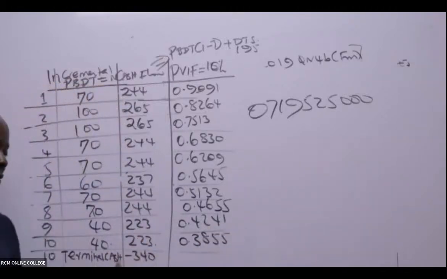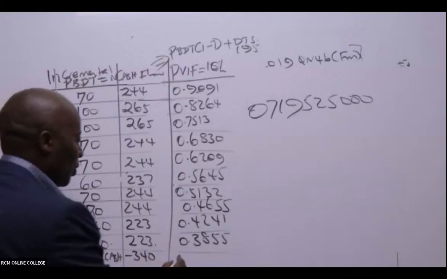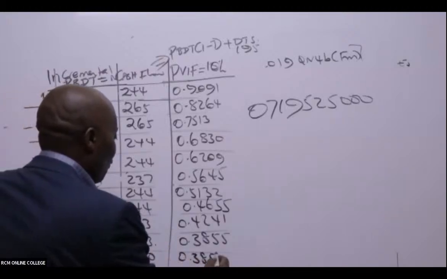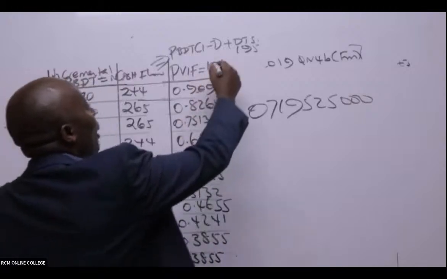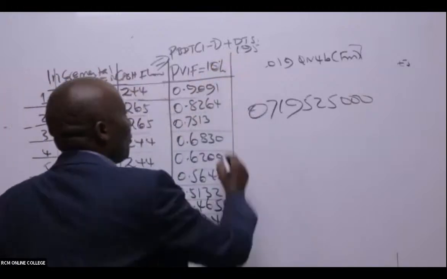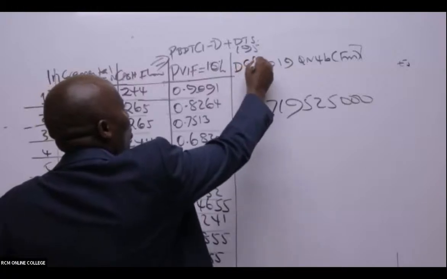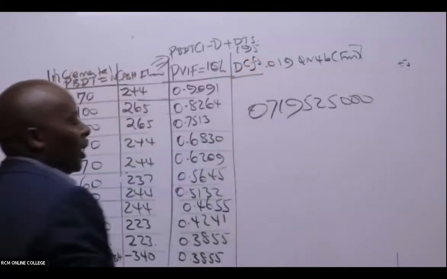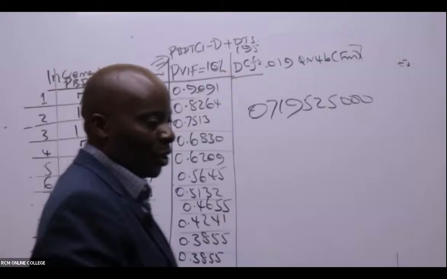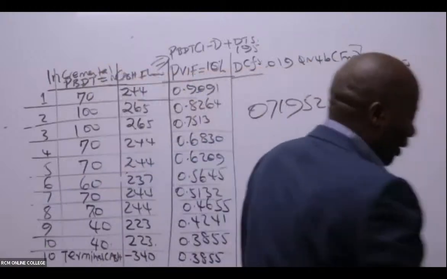Which figure should I use here? It is called the detour. As above, is it drop down? You drop down 0.3855 like that. And then now you come and create a column of DCFs, discounted cash flows.